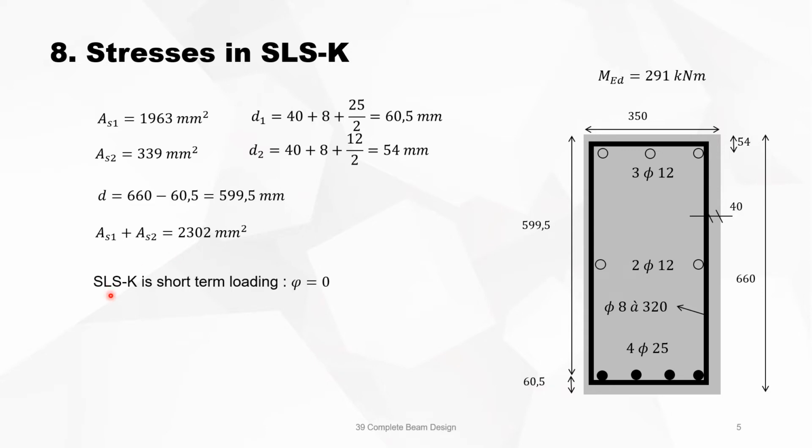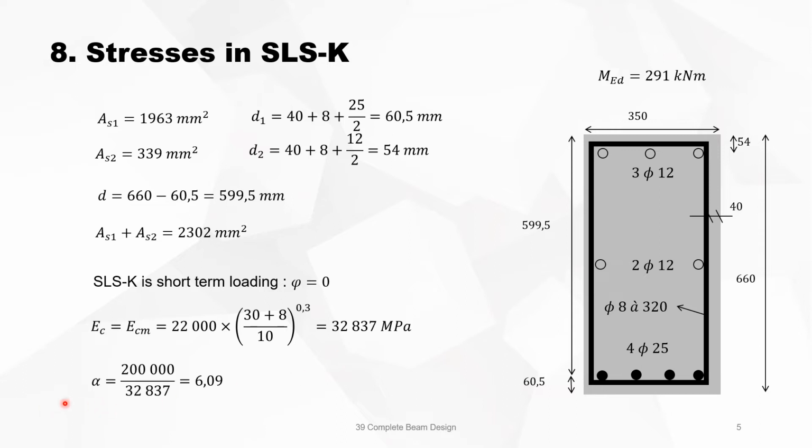In SLSK, it's a short-term loading, so the creep coefficient is 0. The modulus of elasticity of the concrete is equal to the mean modulus of elasticity, and it's 32,837 megapascal. This means that alpha, which is ES divided by ECM, is 6.09, which is the expected value.